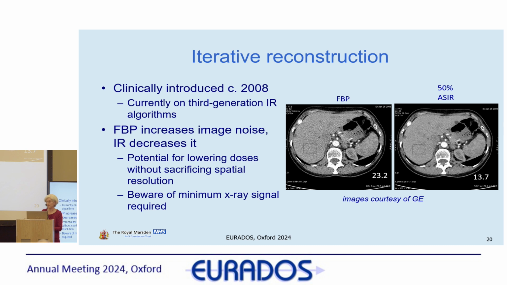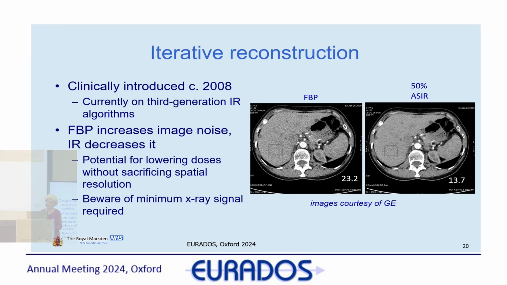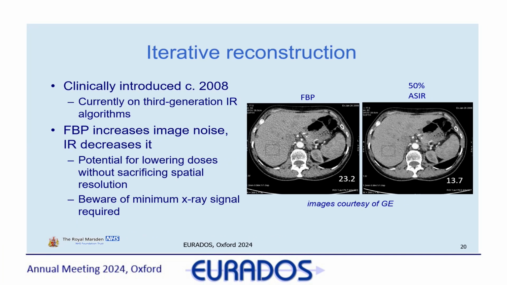So here we've got a pair of images from an early iterative reconstruction algorithm from GE, and you can see that the image noise has been reduced from 23 down to about 14. So again, there's quite a significant potential there for reducing dose.